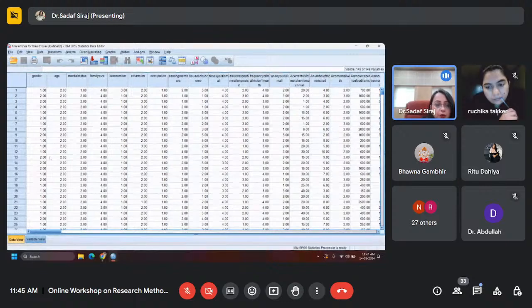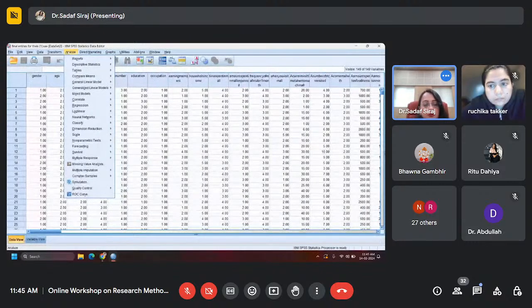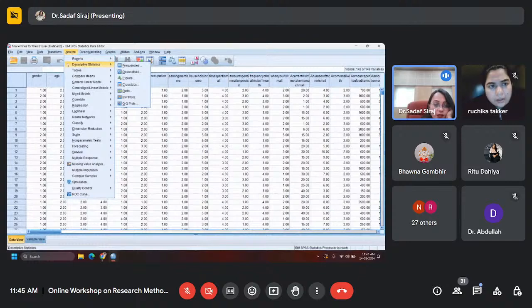So step 1 is open the data file, and step 2 is go to Analyze. Can you see a whole drop down menu is open now? Is it visible to all? Please say yes or no. Yes. Okay. So in the analysis menu, the second thing that is visible is descriptive statistics.